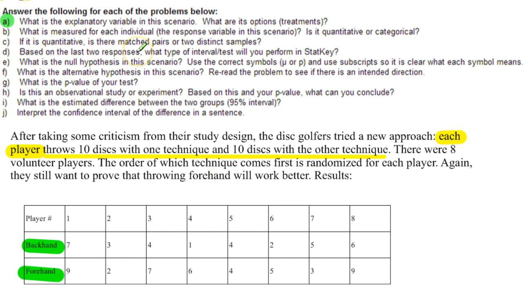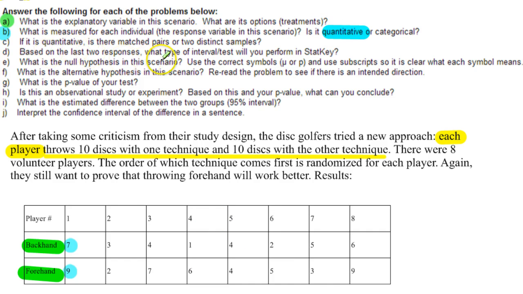B says, what is measured for each individual, aka what is the response variable, and is it quantitative or categorical? The response is going to be how well they do, and in this case it says they each throw 10 discs with each technique, so it's how many discs they successfully make out of the 10. So maybe 7 out of 10 or 9 out of 10, 3 out of 10, and so forth. So the number of successes or makes out of 10 is the response variable. And a number out of 10 is going to be quantitative, not categorical.